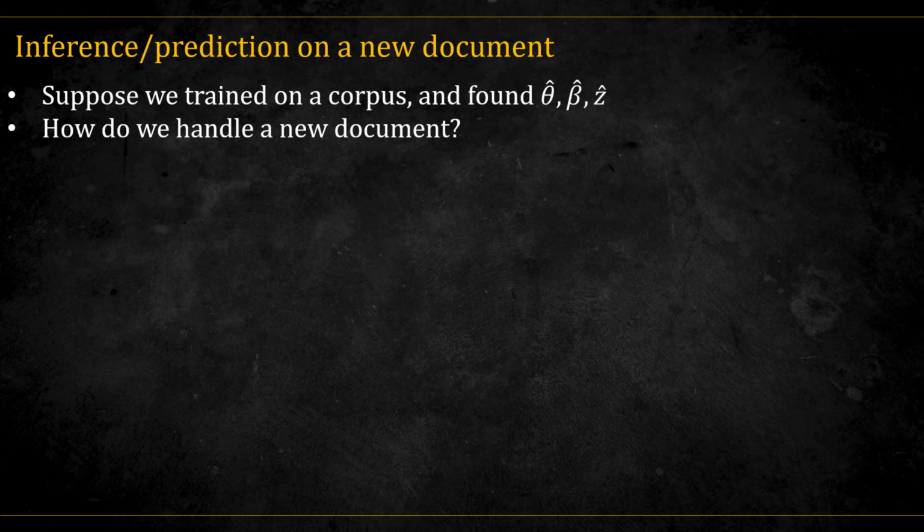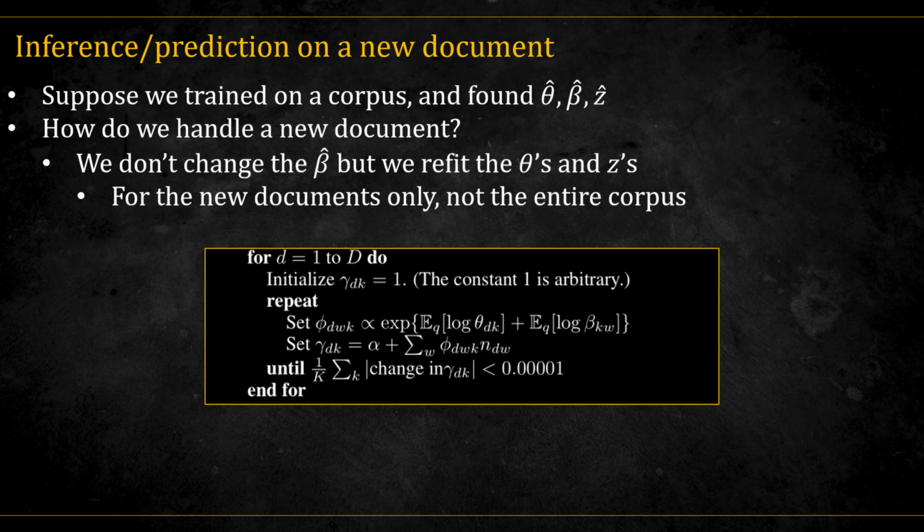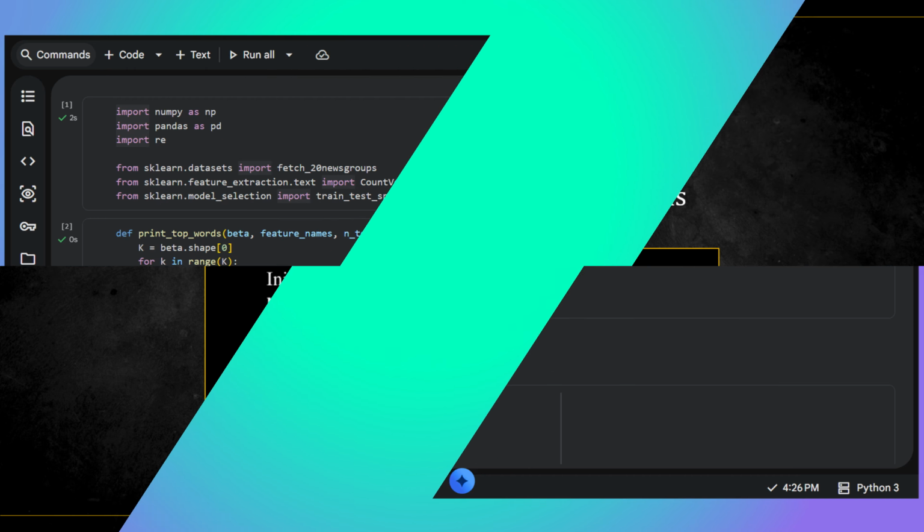Now, this algorithm estimates the parameters for the training data, but what happens at test time when there's a new document we wish to label? How do we handle that? Well, the solution is simple. We don't change the beta estimates, but we refit the theta for these specific inference time documents, and we update their phis accordingly. Now let's implement this algorithm in code.